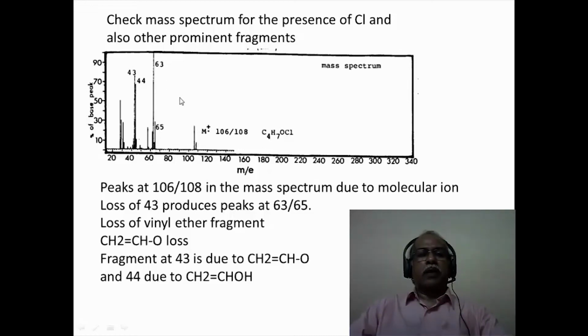In fact, one can see the peak at 43 as well as 44. The 43 would correspond to the vinyl ether, and the 44 would correspond to the vinyl alcohol. So somehow the molecule is fragmenting the vinyl ether and the vinyl alcohol portion to give 43 and 44. And if you add up these two numbers, you get the molecular ion peak. 43 plus 63 would correspond to 106. So these are essentially fragments coming from the molecular ion peak of this particular compound.